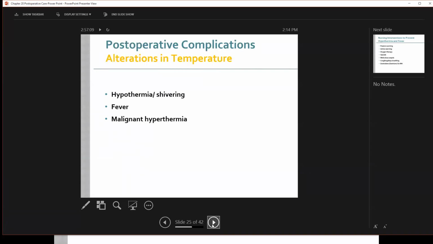Alterations in temperature. Hypothermia is a core body temperature less than 96.8, and it occurs when heat loss occurs faster than heat production. See page 376.